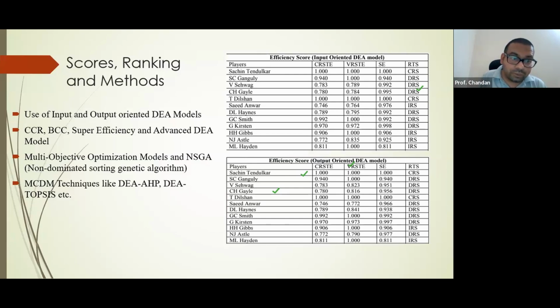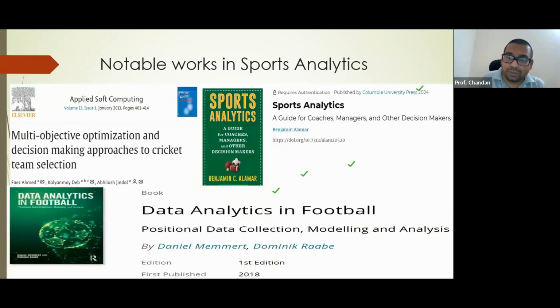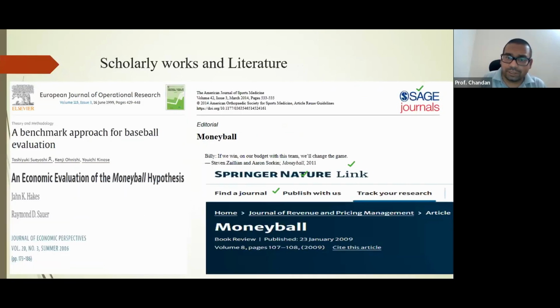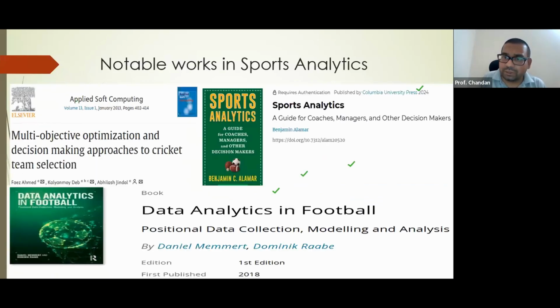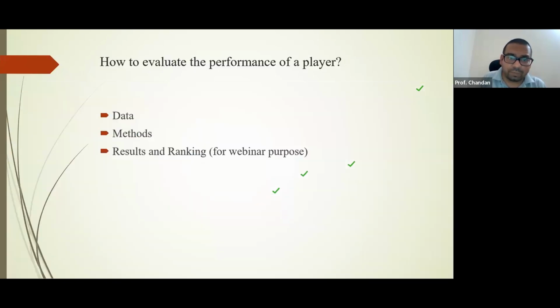So also we can use MCDM techniques like hybrid methods, a combination of AHP and DEA, and TOPSIS and DEA. So there are various methods in operational research we can use to evaluate the players. As we can see in previous research papers, they have highlighted certain methods for the assessment of individual players or of a team.